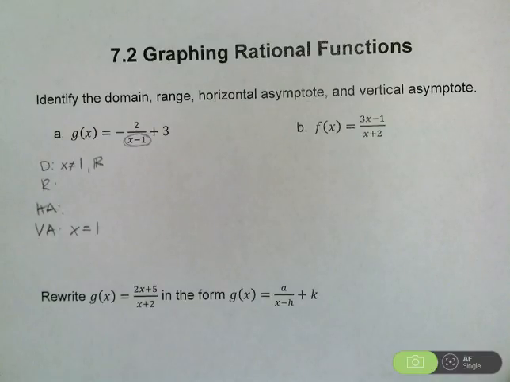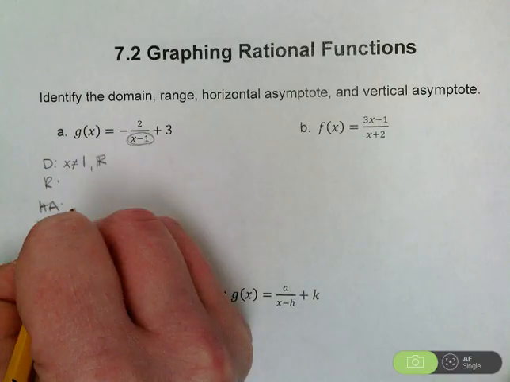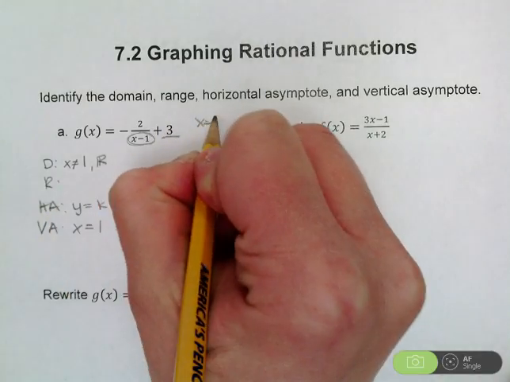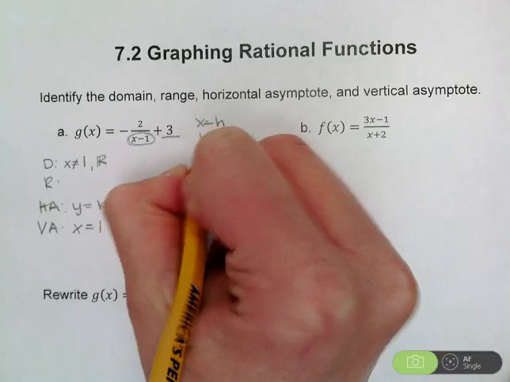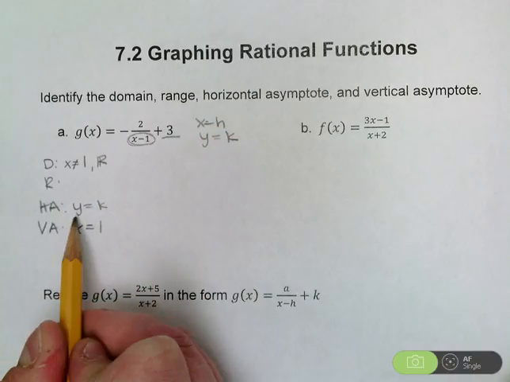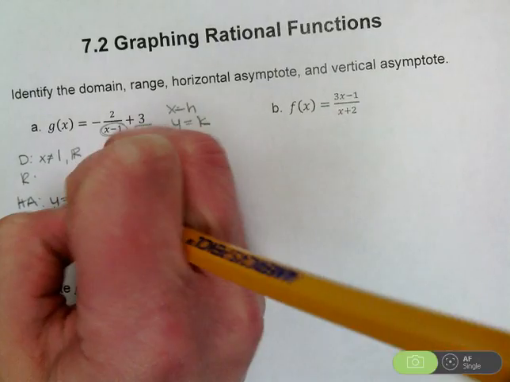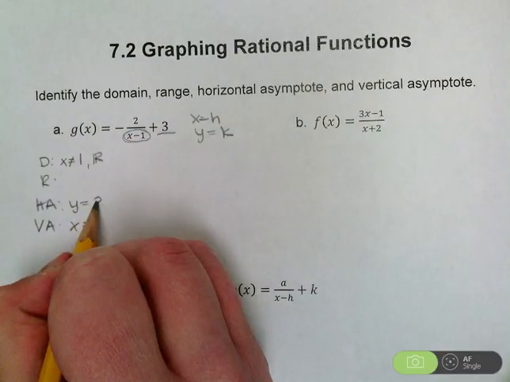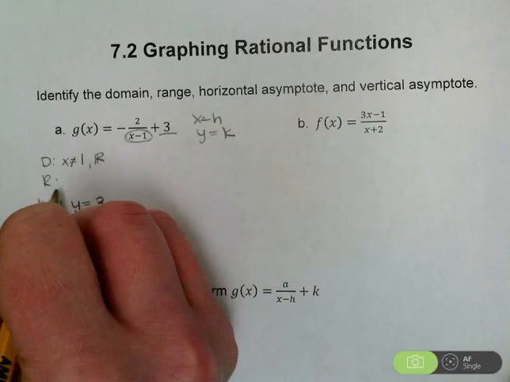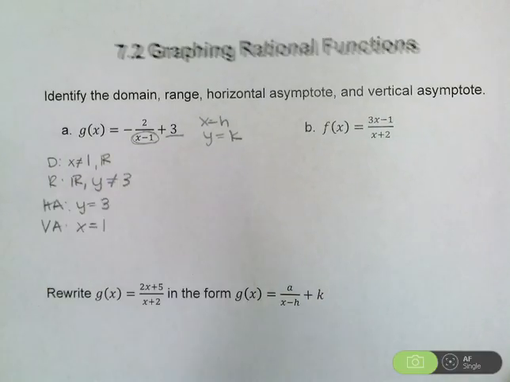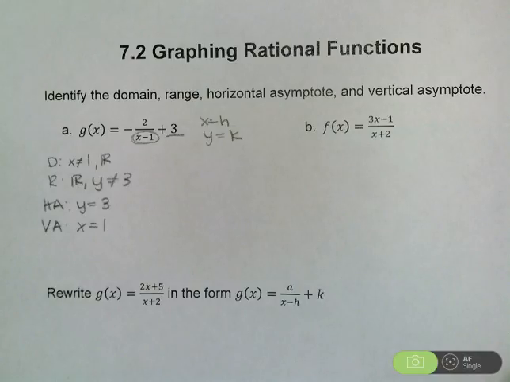Okay, that's a line. And then our range, our horizontal asymptote happened at y equal to k. If you remember, our asymptotes were found at x equals h and y equals k, so that means that our horizontal asymptote is found at y equals k. And our k value here is 3, okay? And then that means that our range is all real numbers, but y cannot be equal to 3 because that's our asymptote. That's the line that our graph approaches but never touches, okay? So that's where we're going to be.